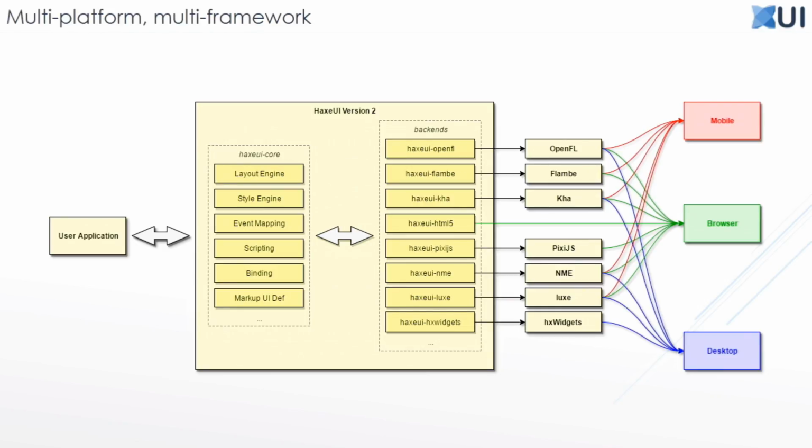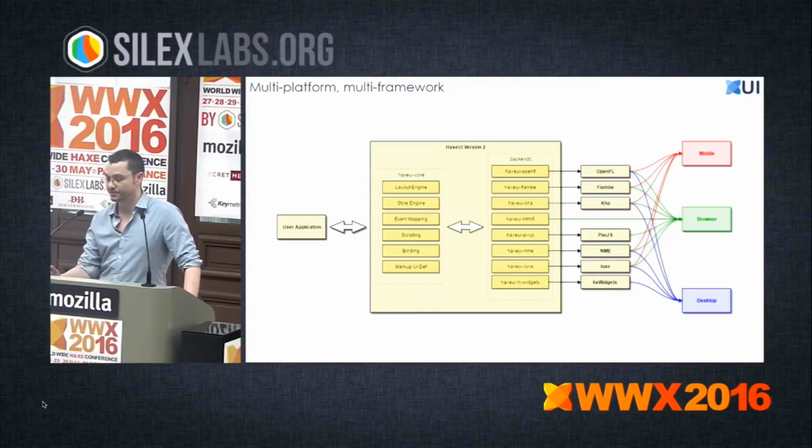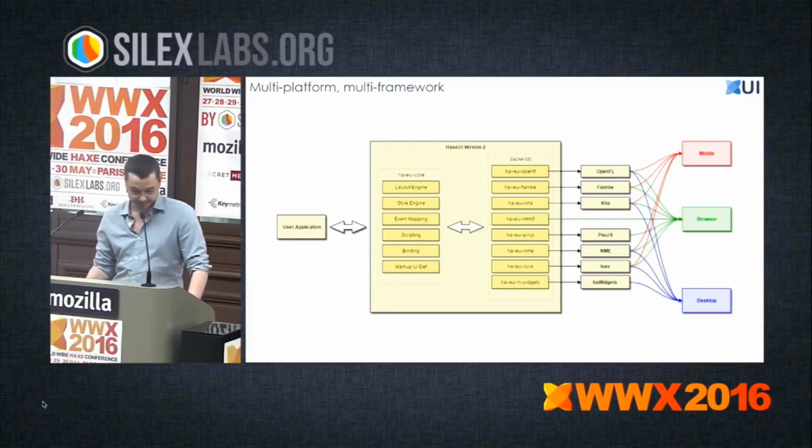It's also nice because you can actually test out frameworks. Maybe you want to test the performance of all the frameworks, but you don't want to have to rewrite your application or a test application each time. So you can just write your test application using HaxeUI, and then just build multiple builds with different backends, and see which one suits you best.